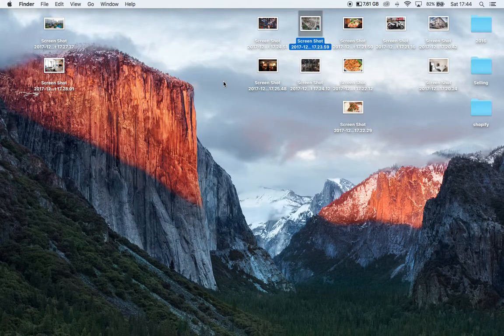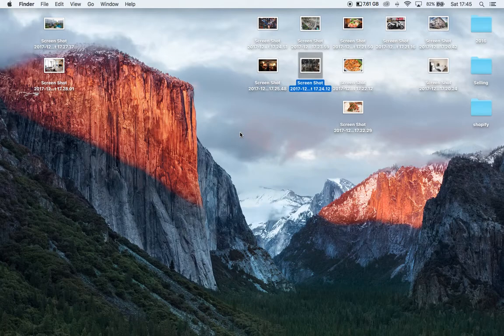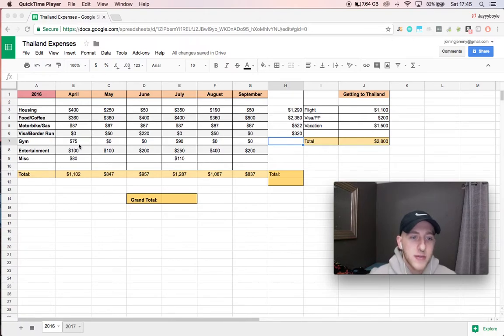So I tried to go to the gym early in the morning. Here's another photo at night. It was really nice at night, but the only thing that sucks is it gets really packed there around, you know, 5 or 6, normal gym times. So my expense for the first 3 months was $75.